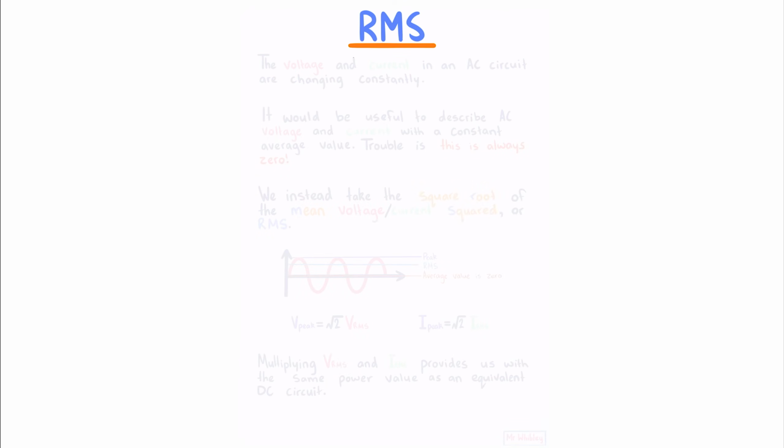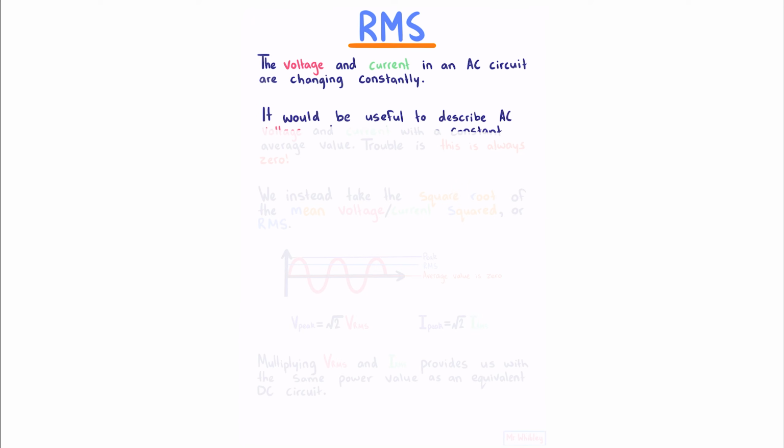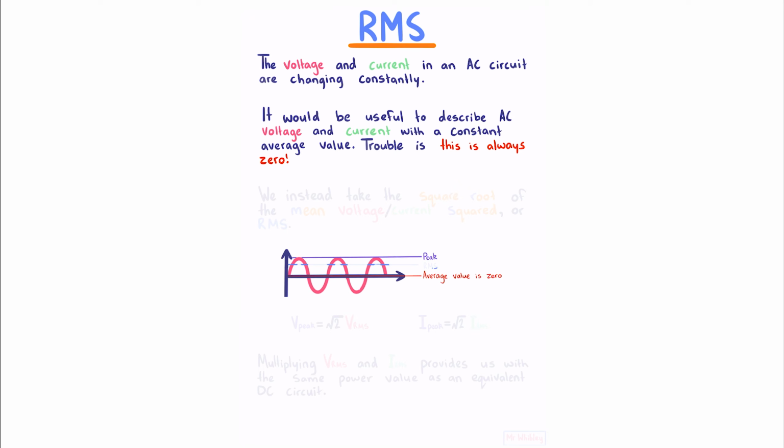RMS. The voltage and current in an AC circuit are changing constantly. It would be useful to describe AC voltage and current with a constant average value. Trouble is, that is always zero. That is to say, if we have our voltage changing over time, like it does with AC electricity, where this is our peak, the average is always going to be zero.